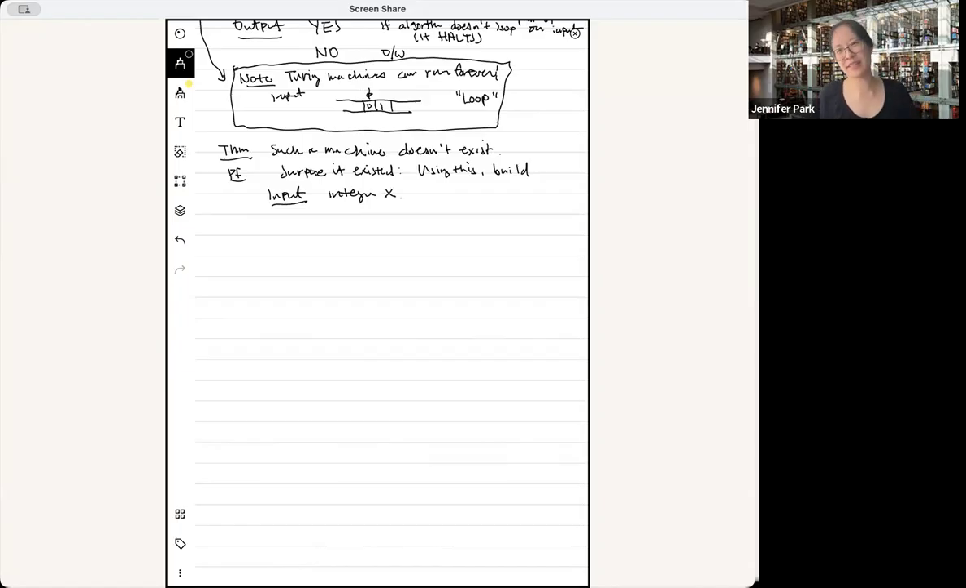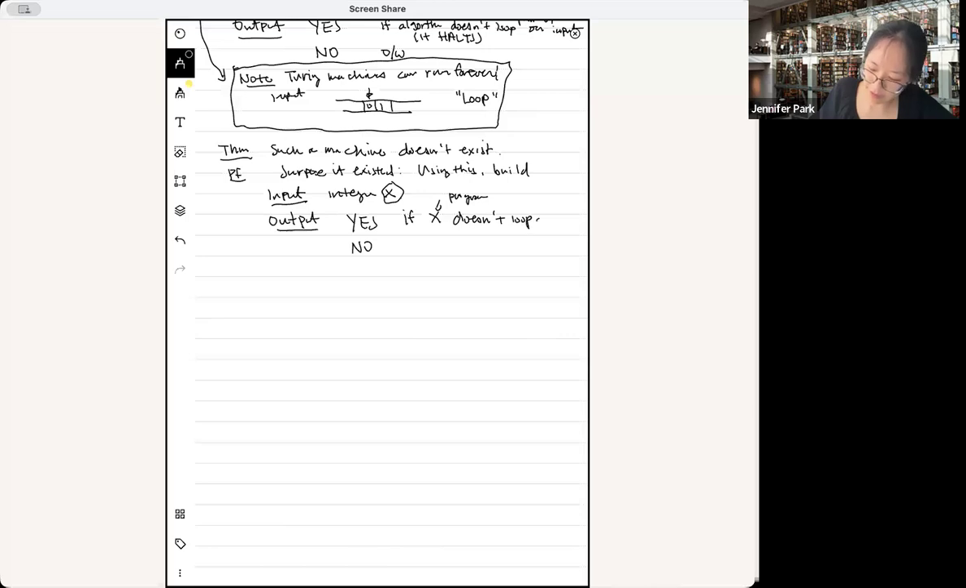And this is where you have to twist your mind a little bit and really think about it abstractly. Remember that I'm encoding my program as an integer, and I'm also encoding my input as an integer. So I have a single integer here, but I'm going to look at it in two different ways. I'm going to look at it as a program, and I'm also going to look at it as an input. The output is going to be either yes or no again. And it's going to be yes if x viewed as a program doesn't loop on the input x.